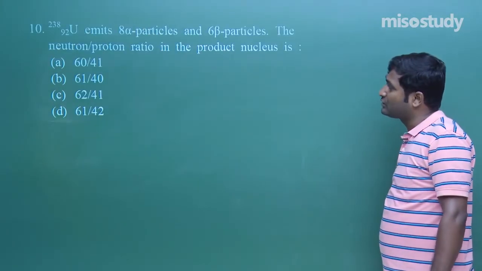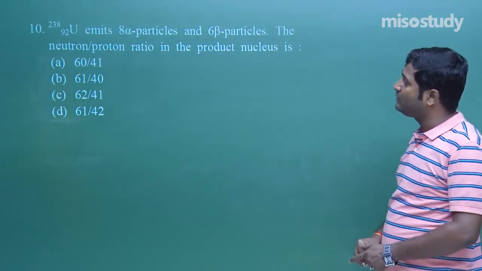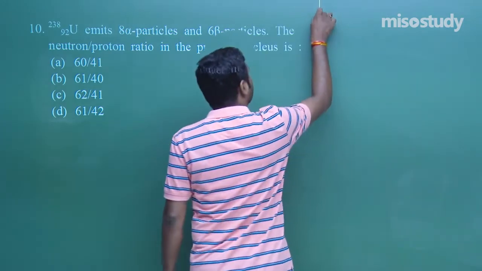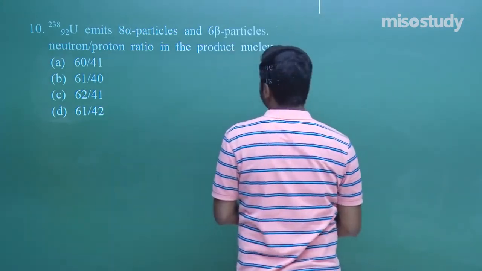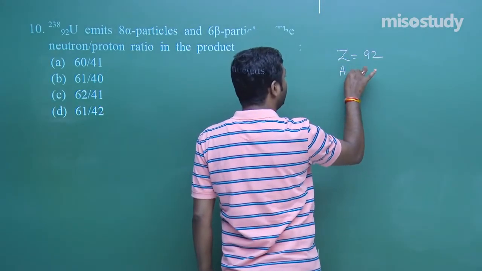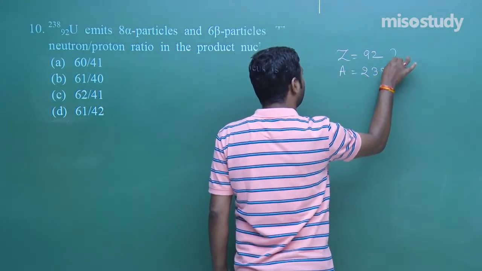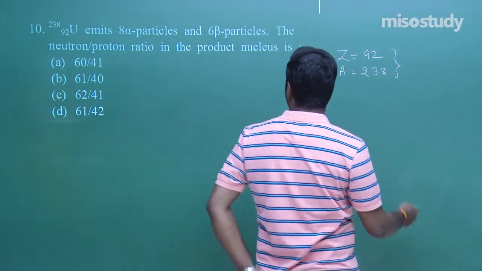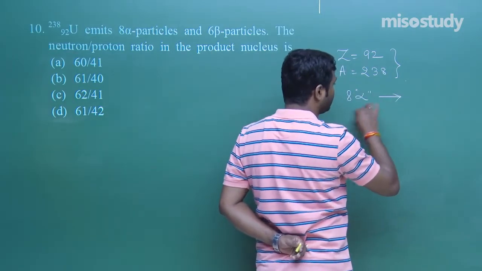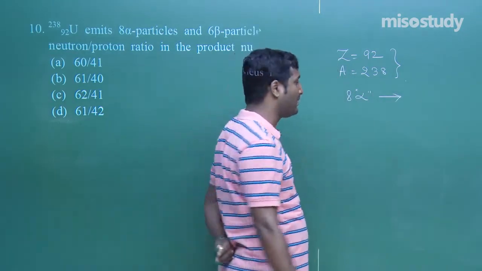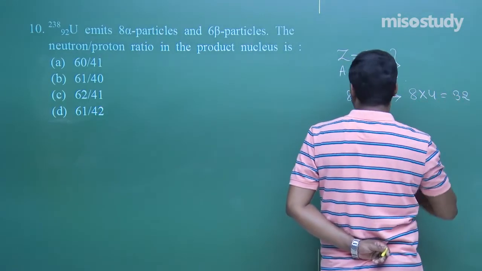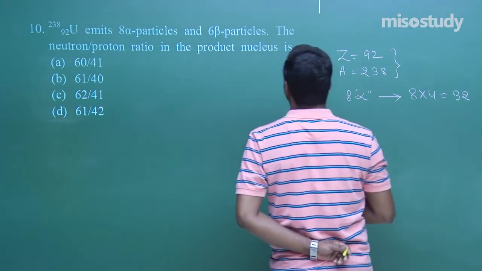The next one, last question. Uranium-238 with atomic number 92 and mass number 238, that is, Z is 92 and A is 238. Clear? It emits 8 alpha particles. In this case, what will happen? The mass number decreases by 4 for each, 8 into 4, that is 32. Yes, sir. And 6 beta particles.